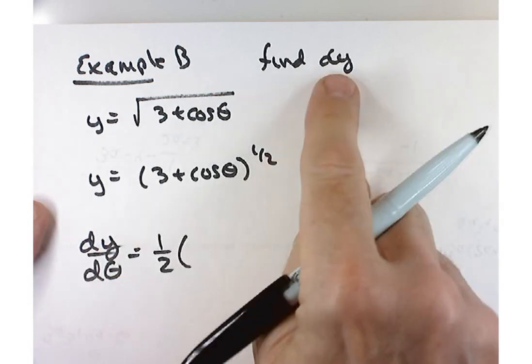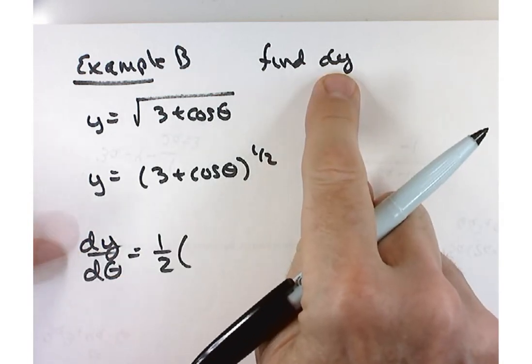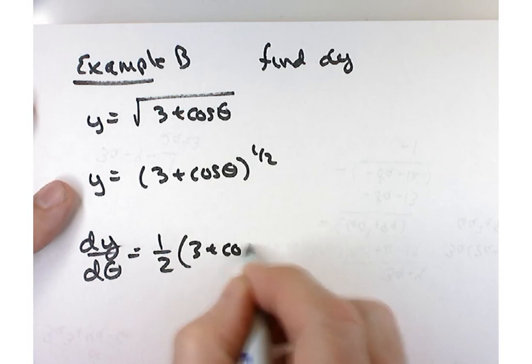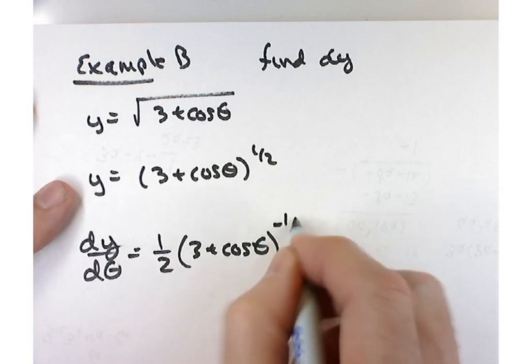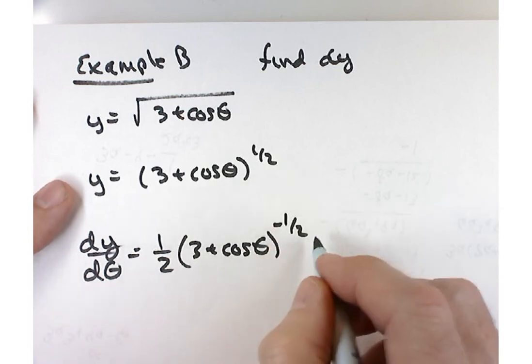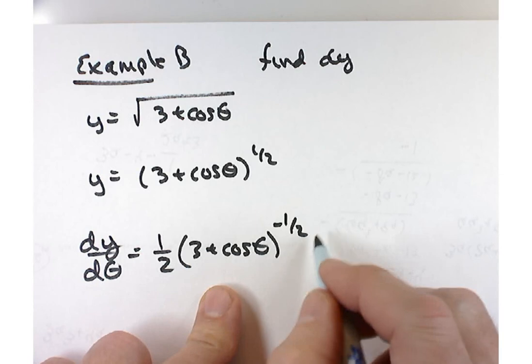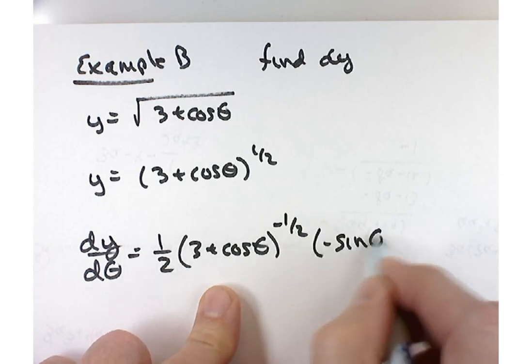But when you find the differential, it's just going to be the numerator part of this, whatever variables you have. 3 plus cosine of theta to the negative 1/2. Daniel, what's the derivative of the inside? Negative sine theta.